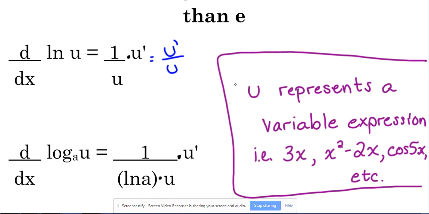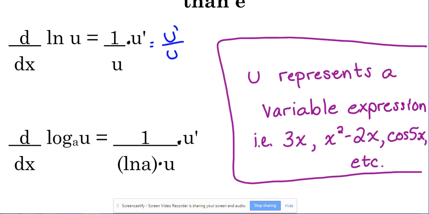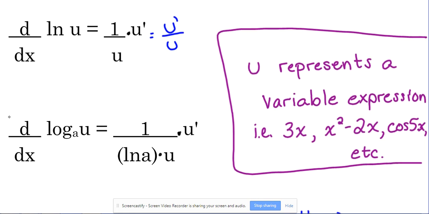Just remember, over here I've got a note, u represents a variable expression. So it could be something like 3x. It could be something more complicated, x squared minus 2x. It could have trig in it, cosine of 5x. You never know, okay? But u is just representing a variable expression. It's not just a single variable.